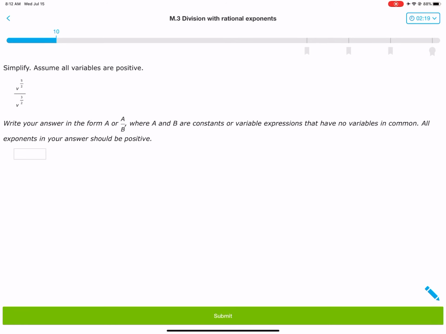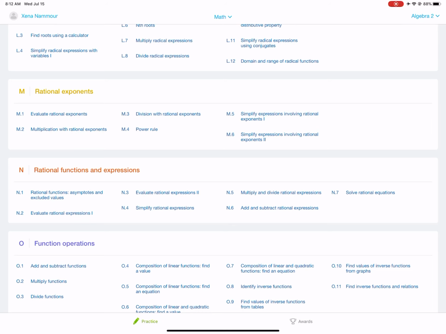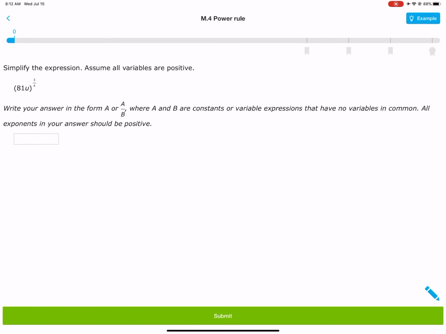Okay, same kind of thing over here. You're subtracting the fractions. I'm just going to leave that for you guys to do. It's the same kind of deal. Power rule. Power rule, all you are doing is you're distributing this 3/4. So we're going to rewrite it as 81 to the 3/4 and u to the 3/4.